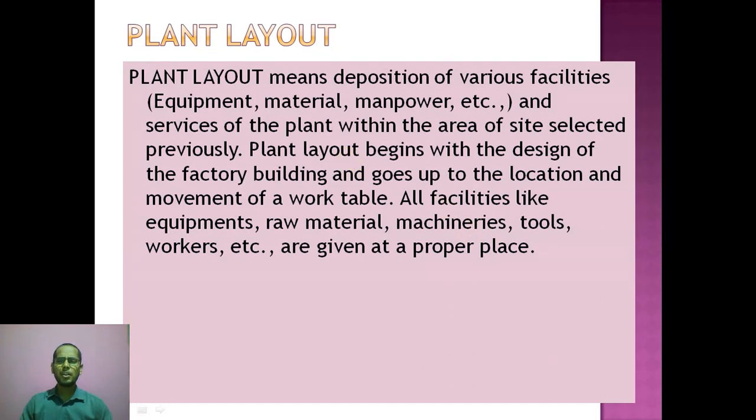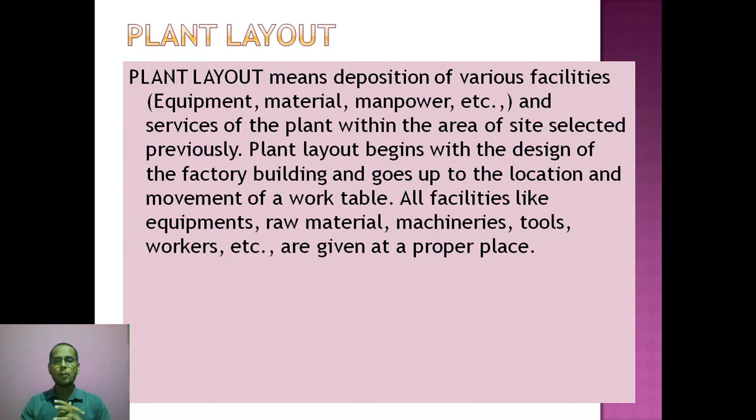Plant layout, if we want to understand it properly, first of all we have studied about the plant, then we have studied about plant location, and now we are going to study about plant layout. If we just want to understand the term layout, then what does layout mean? We generally understand that placing things in a proper manner is known as layout, that we are placing things as they should be.